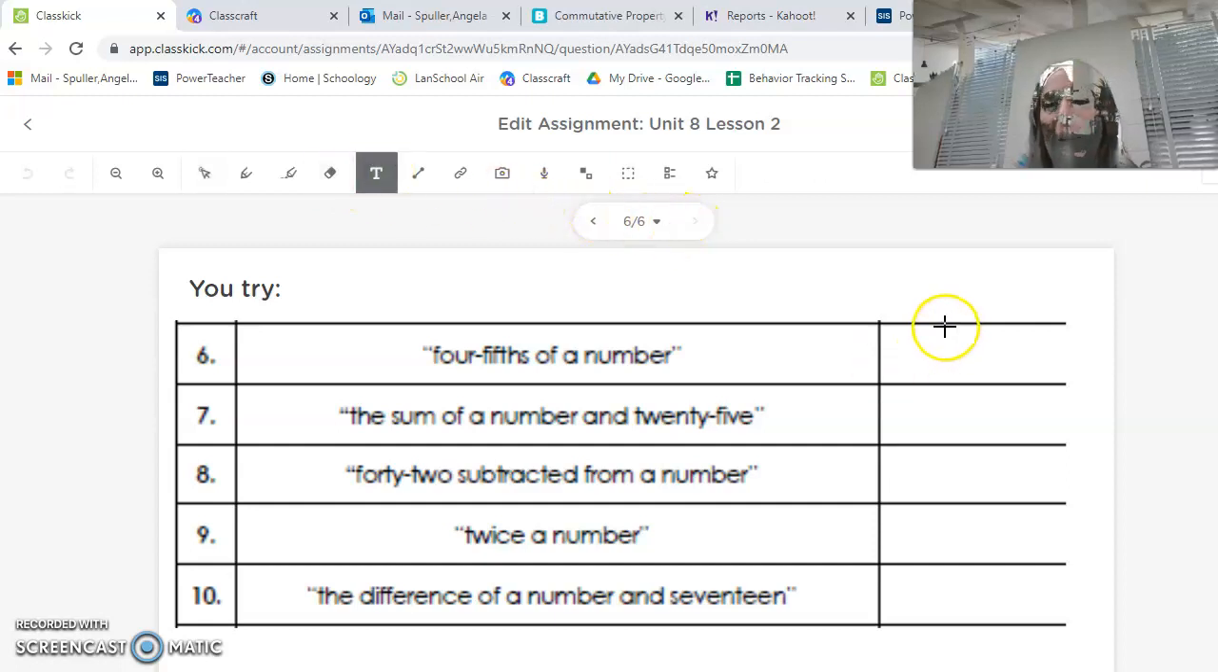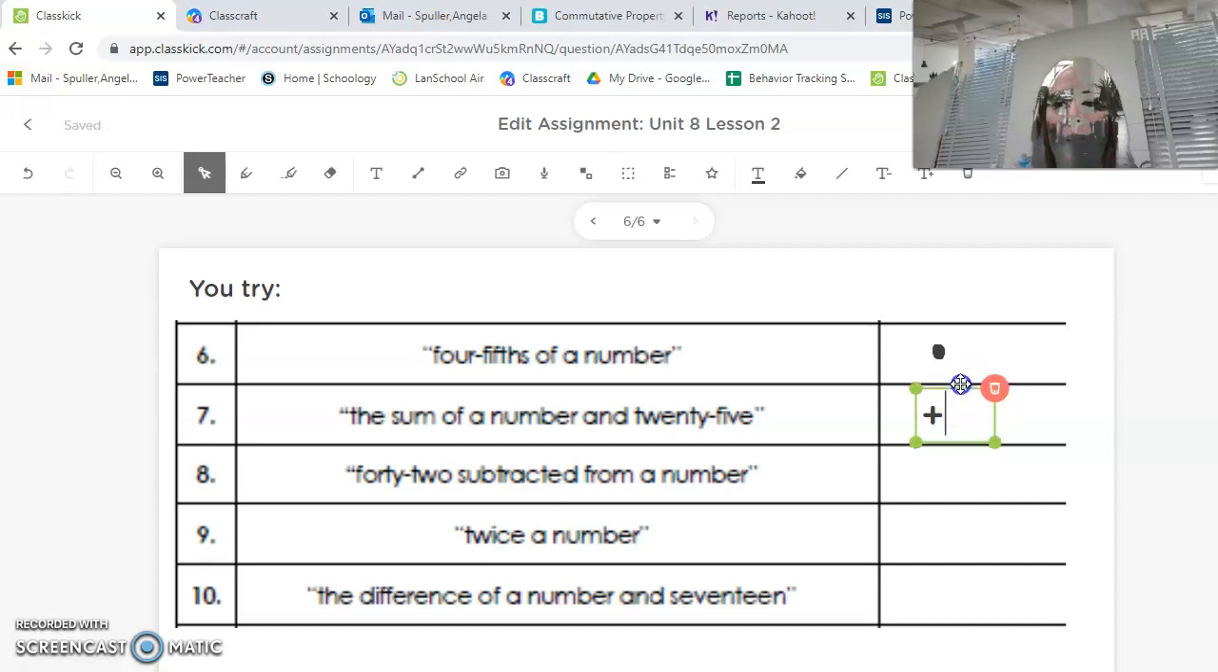Okay, 4/5 of a number. So you're getting part of it, you're multiplying. Okay, the sum of a number. Sum means to add. That's the answer to an addition problem. 42 subtracted. That's an easy one. We know subtracted means minus.